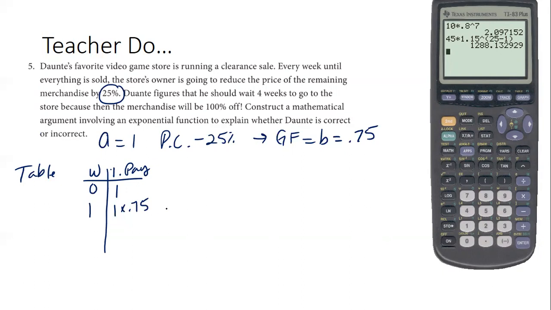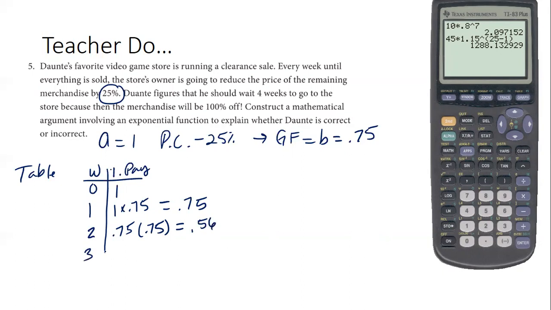Okay, so on week 1, everything is 75%. You're only gonna pay 75%, right? It's a little bit of a sale, but is it a big sale? No. On week 2, how much is everyone paying now? Because you have to put 0.75 times our growth factor, which is 0.75. So what's 0.75 times 0.75? 0.56. Okay.